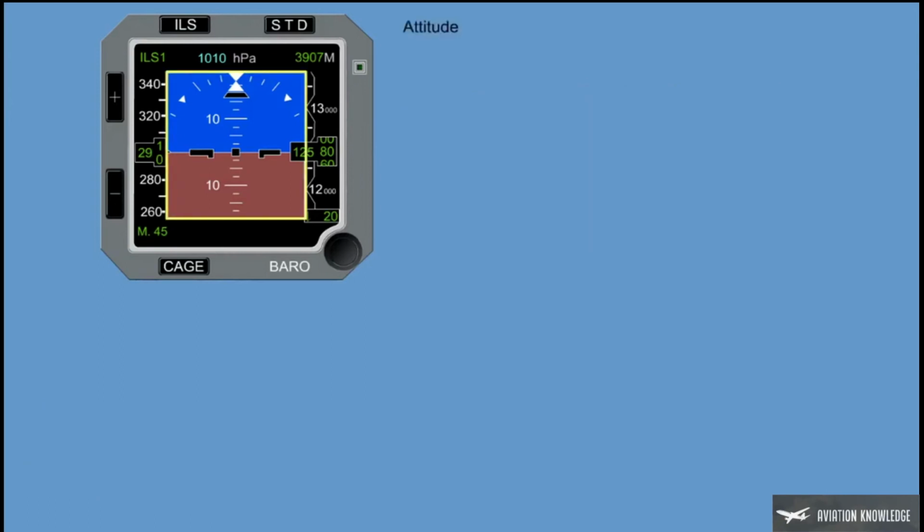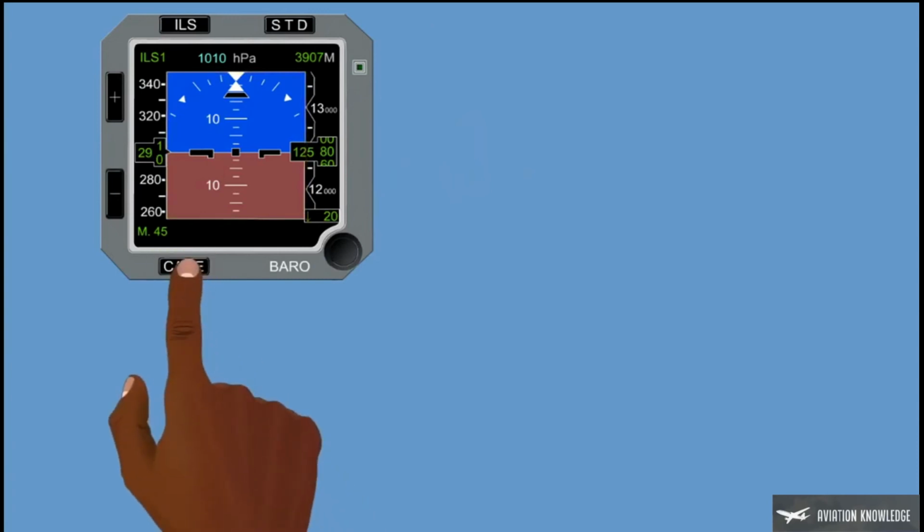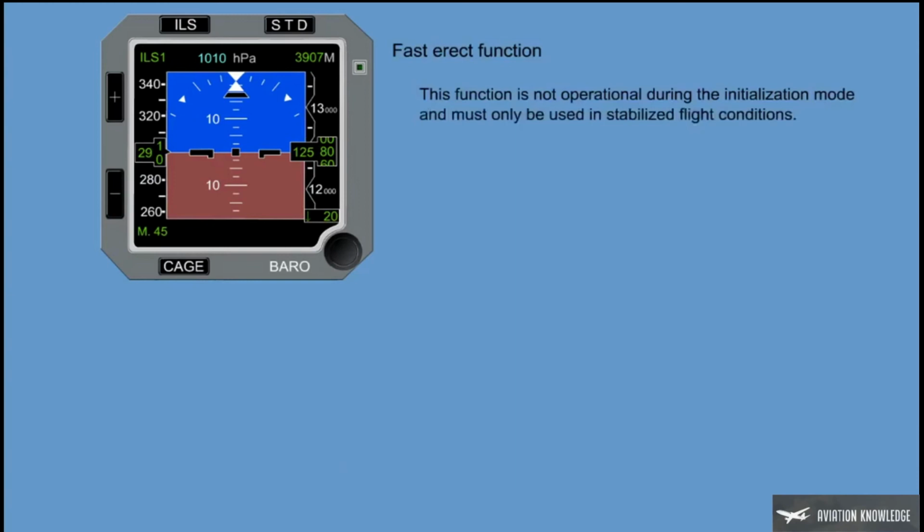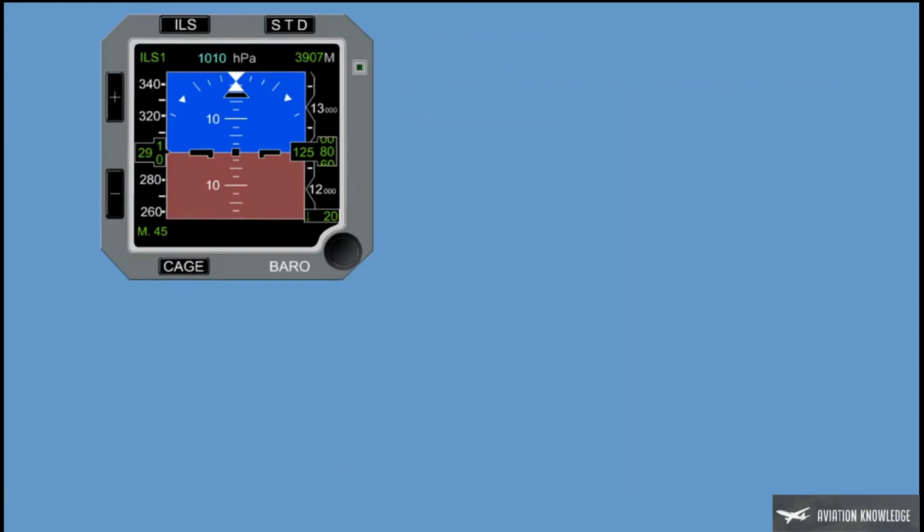Attitude: using the data from the respective sensors after its conversion to digital format, the system computes and displays attitude. The cage button resets attitude to provide a fast direct function. This function is not operational during the initialization mode and must only be used in stabilized flight conditions.